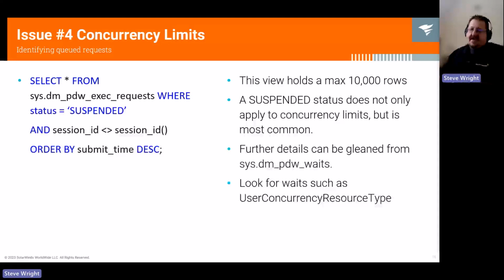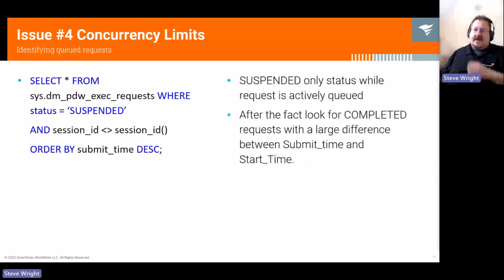You can drill down, you see there the DM PDW waits, to get a little more details on why it's suspended. You can see the wait type there if it is a concurrency issue as opposed to possibly something else. And again, suspended only when it's actively being queued. If you're looking after the fact, the query finally did run, but it was queued for a long time because of the concurrency limits, and you want to go back and find that.